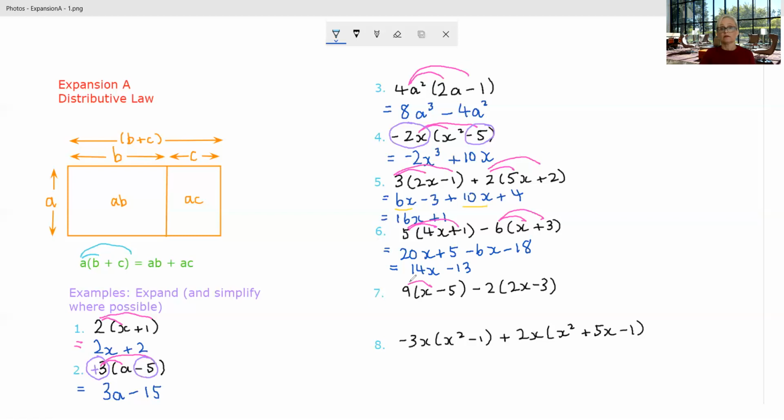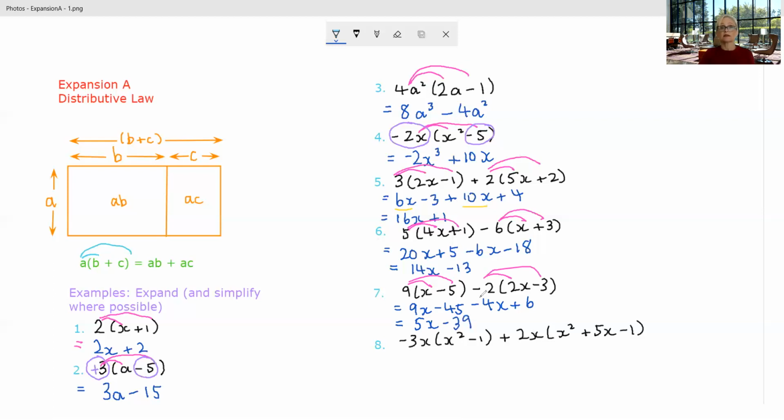Next one. So again, we're going to expand out and be careful. We've got a negative outside and a negative in. So we need to just bear that in mind. 9 times x is 9x. 9 times negative 5 is negative 45. Negative 2 times 2x is negative 4x. Negative 2 times negative 3 is positive 6. Now, when we're collecting our like terms, 9x minus 4x is 5x. Negative 45 plus 6 is negative 39.